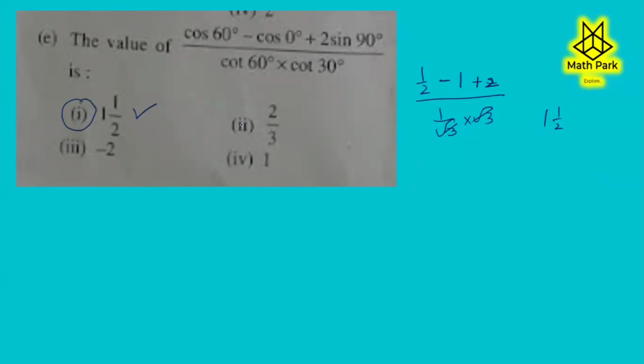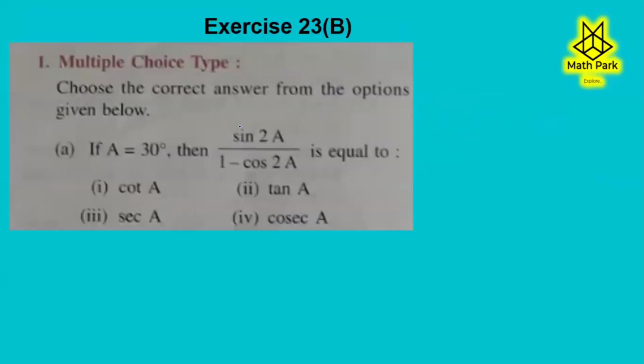Done with 23A, moving to exercise 23B. The very first question of exercise 23B: if A is equal to 30, then sine 2A upon 1 minus cos 2A is equal to what? So if A is 30, 2 times A is going to be 60. So this is going to be sine of 60 upon 1 minus cos of 60.